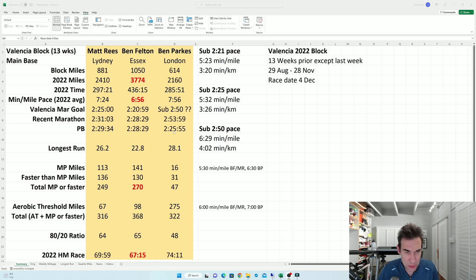Now, interesting, Ben Parks has got the fastest PB of all three of them at 2:25 from 3 years ago in Valencia, the same place. But he's had a lot of injury problems since then, and this year hasn't gone much better than any of the other years. So he did 2:53 recently in the Berlin Marathon, and he was hoping, I think, to run 2:40. But with the problems he's had, I think he's going to do well to get under 2:50. I haven't actually heard what his actual target is, but I'd be very surprised if he manages to do 2:40.